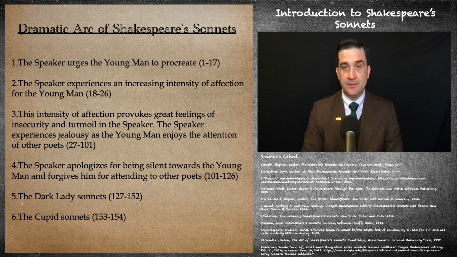As you can see here, the first section is commonly referred to as the procreation sonnets. The procreation sonnets are 17 sonnets, and in them, the speaker addresses the young man, tells him that he needs to settle down, find a woman, and procreate so he can pass on his beauty to future generations.